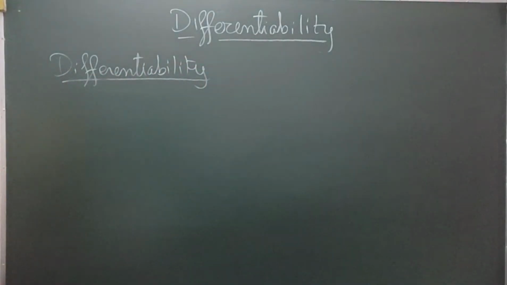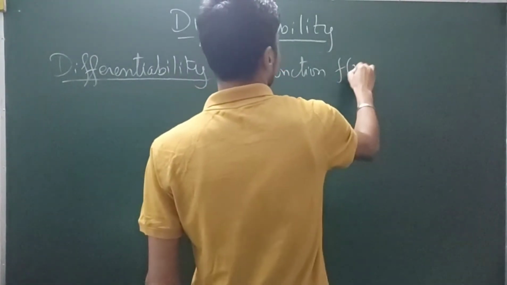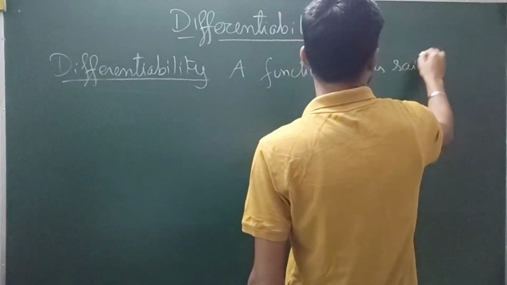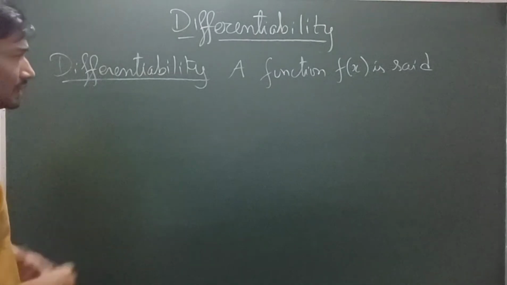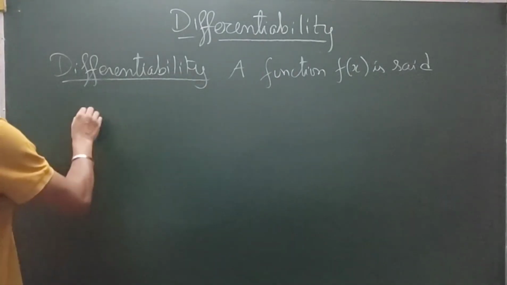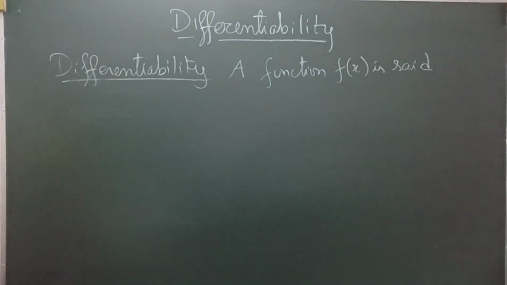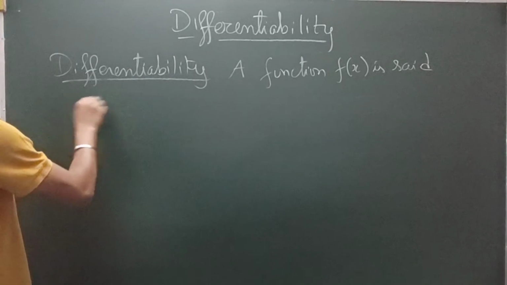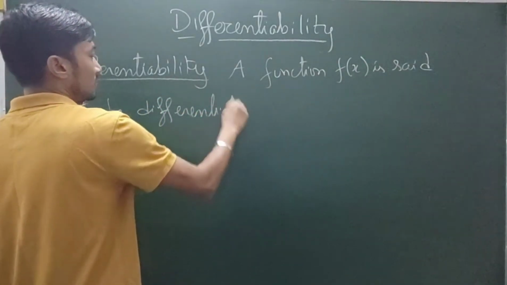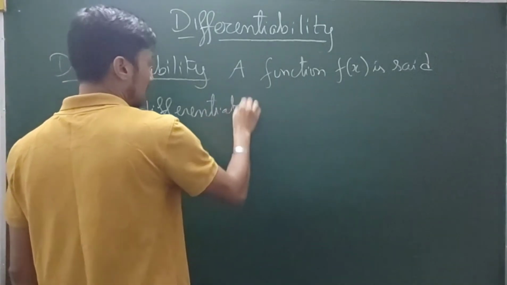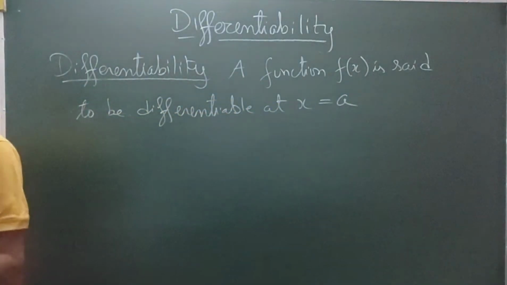Differentiability. Alright, let's write down a function f of x. Definitions are very important, as I always say, we will always start with the definitions. After that, the concepts in our own ways, in our own style. A function f of x is said to be differentiable at a point x equal to a, where a is a real number.